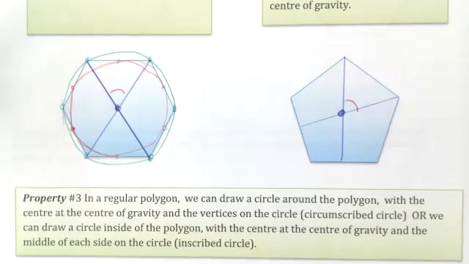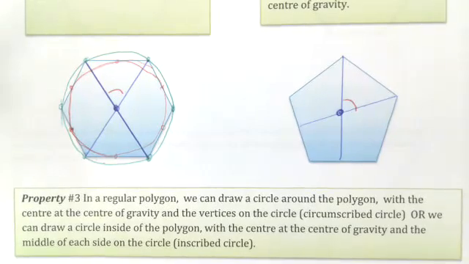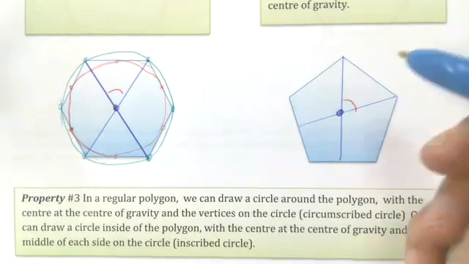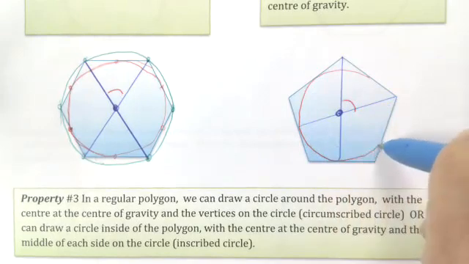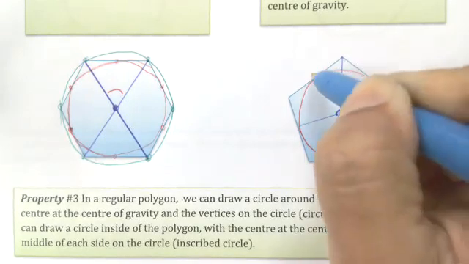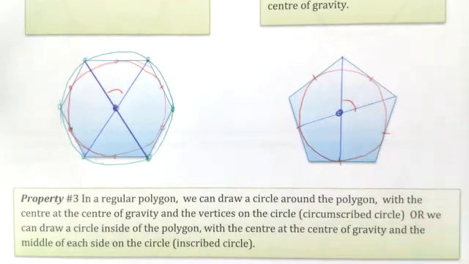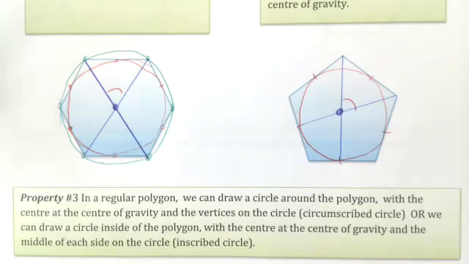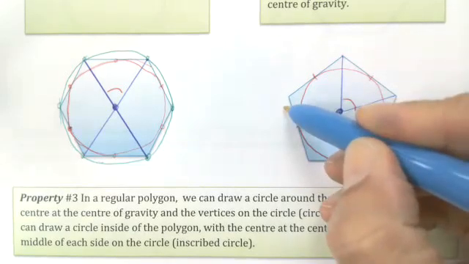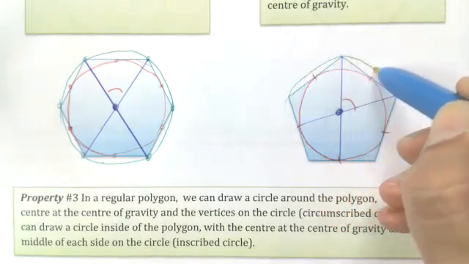It's the same thing for the polygon that has an odd number of sides. We can have an inscribed circle, so that means it's inside, okay? So inside, it will touch again the middle of each of the sides of the polygon. That's an inscribed circle. And then circumscribed would be touching the vertices.